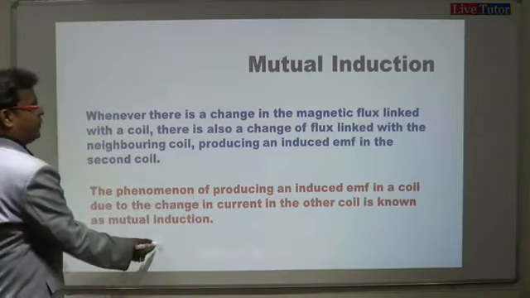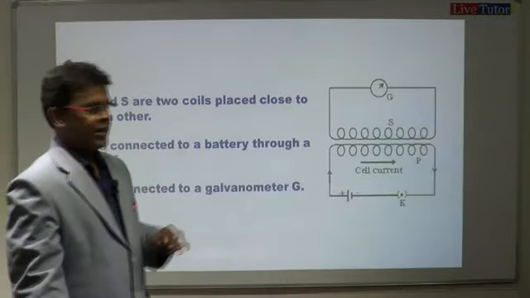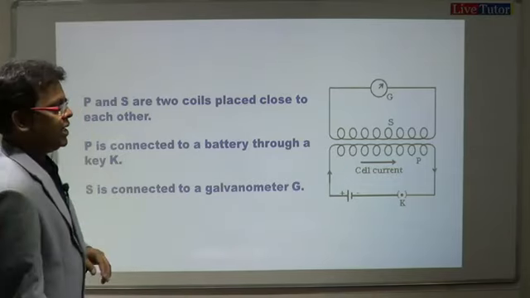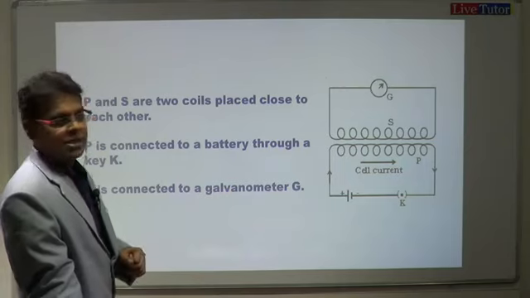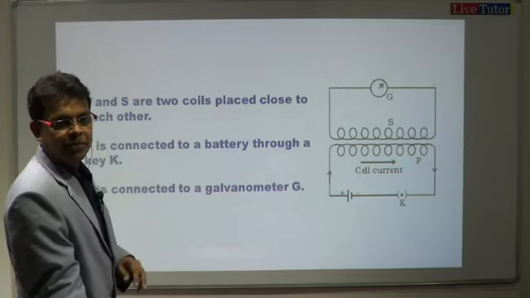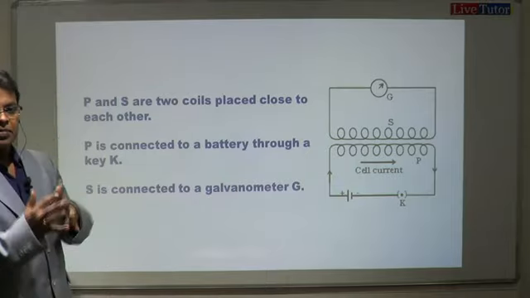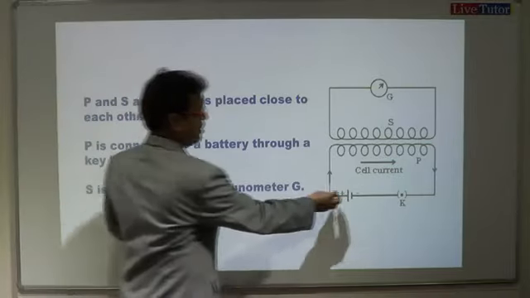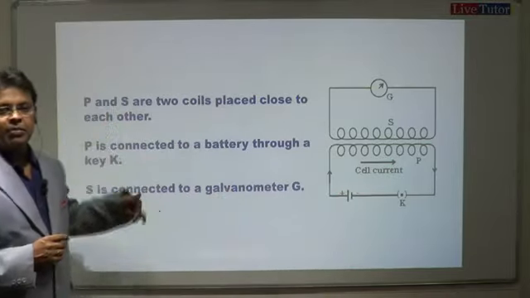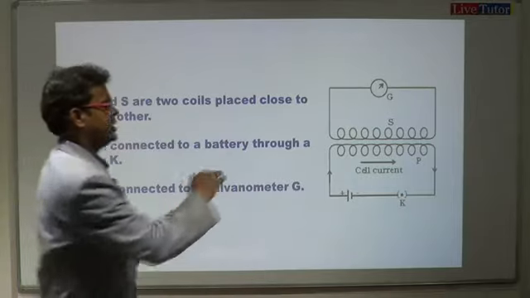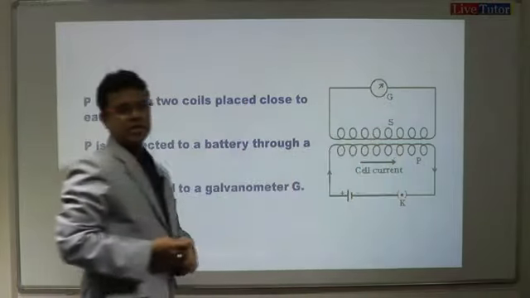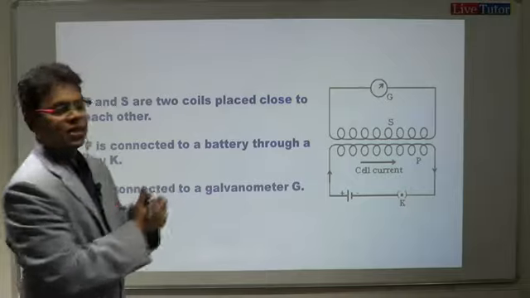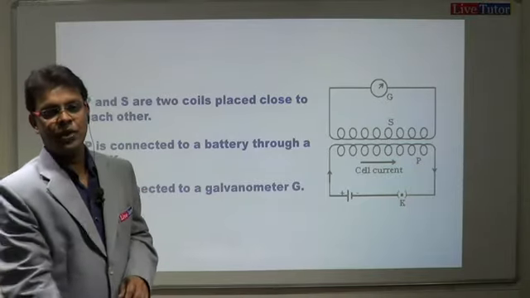Now let us see in detail by taking this small diagram. Here we have two coils, P and S. We can call them primary coil and secondary coil, right? P and S are the two coils which are placed close to each other. One coil is connected to a battery and a plug key, so that current can be passed through the coil. And in the second coil we have connected a galvanometer to find out the presence of current. So this is the simple circuit to understand the phenomenon of mutual induction.